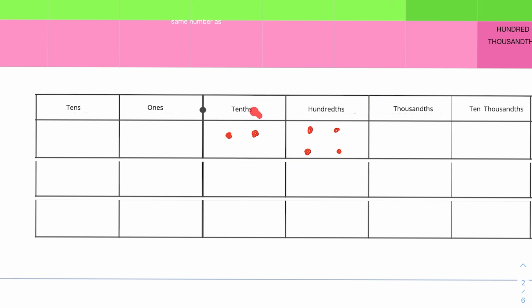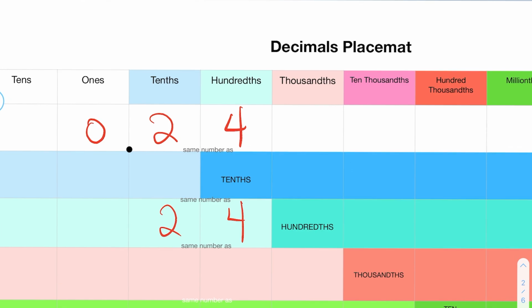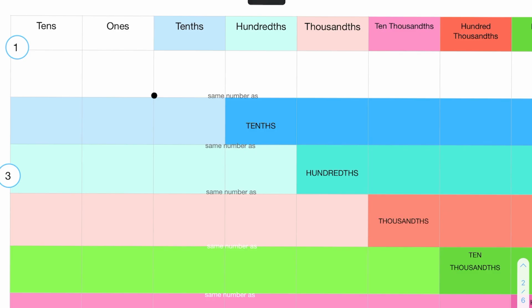Because if we regrouped these two, and it looks like glasses, and we put them here. If we moved this, we would get 10 here, and if we moved this, we would get 10 more. So in fact, we've got in these two 20 hundredths, and we would add these four. We would then have 24 hundredths.